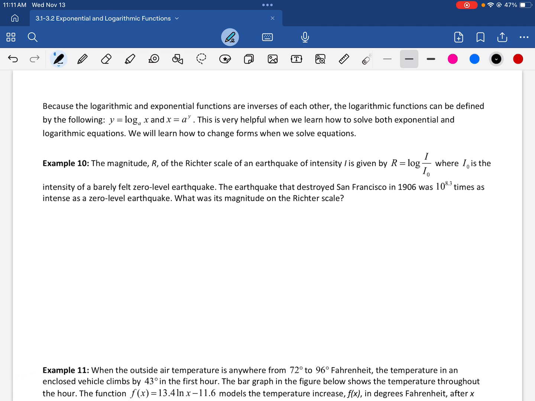All right, got a couple more problems here and we'll be finished up with these two sections. It says because logarithmic and exponential functions are inverses of each other, logarithmic functions can be defined as the following. This is very helpful when we learn how to solve both exponential and log equations. We will learn how to change forms when we solve these equations.